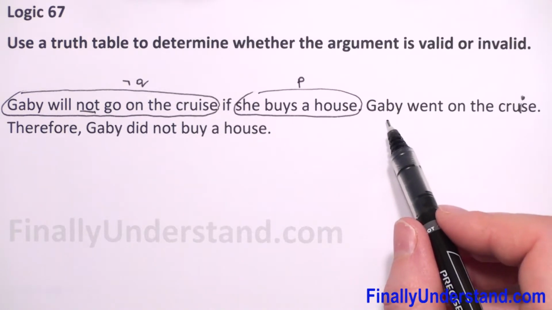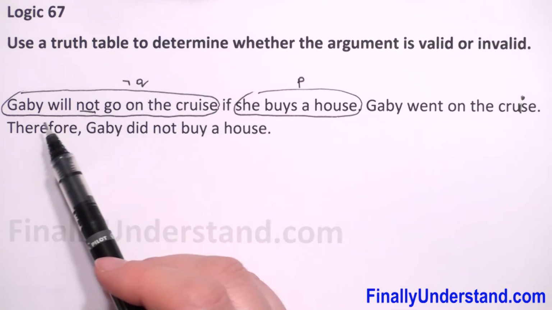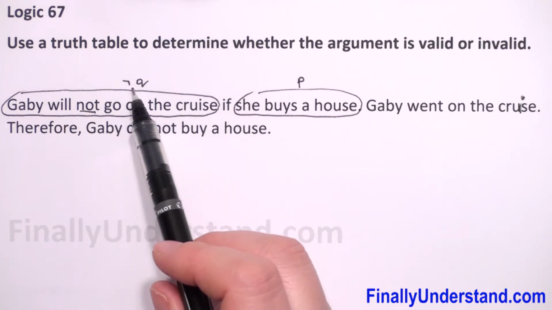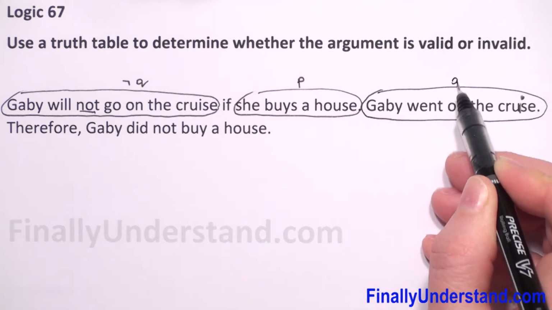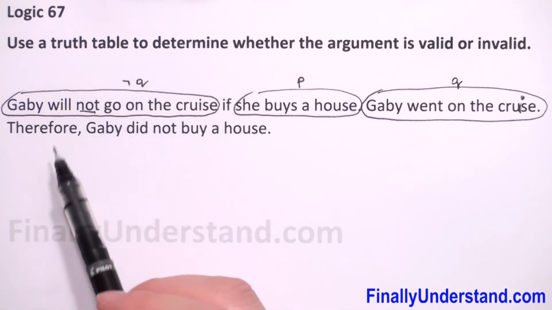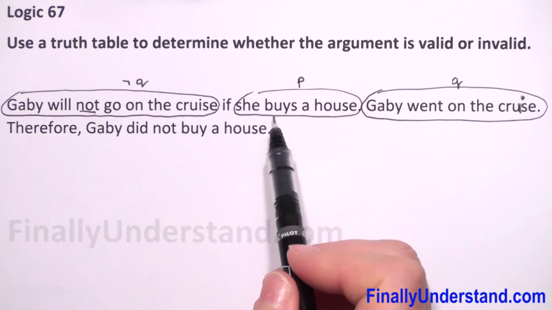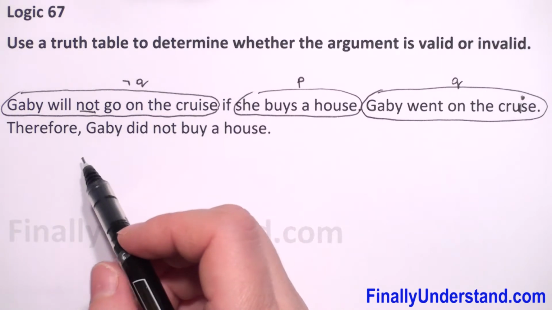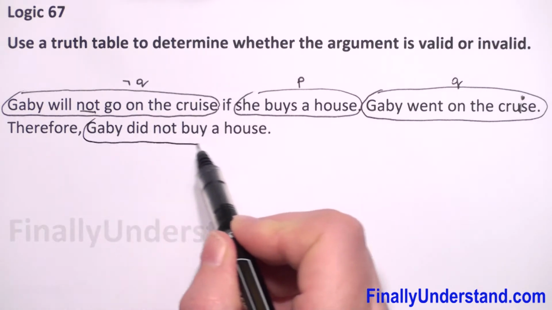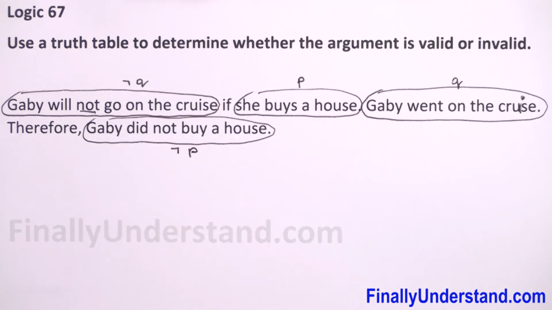And next we have "Gabi went on the cruise." Because "Gabi will not go on the cruise" was not Q, "Gabi went on the cruise" will be our Q simple statement. And we have "therefore Gabi did not buy a house," because "she buys a house" is our P. So "she did not buy a house" will be our not P. So now we can rewrite our argument in symbolic form.